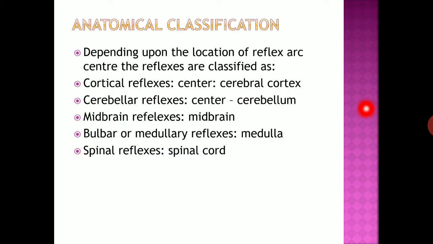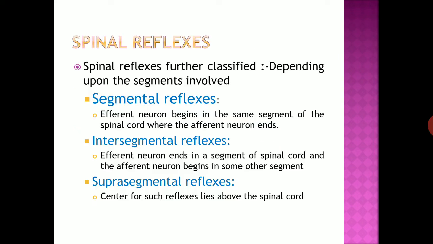Anatomical classification, depending upon the location of a reflex arc center, the reflexes are classified as cortical reflexes, center present in cerebral cortex; cerebellar reflexes, center present in cerebellum; midbrain reflexes, center is in midbrain; bulbar or medullary reflexes, center is medulla; and spinal reflexes, center is spinal. So according to center. Now spinal reflexes further classify depending upon the segments involved. So they are known as segmental reflex, intersegmental reflex, and suprasegmental reflex.